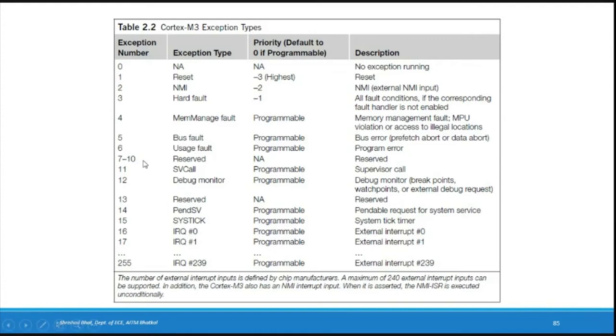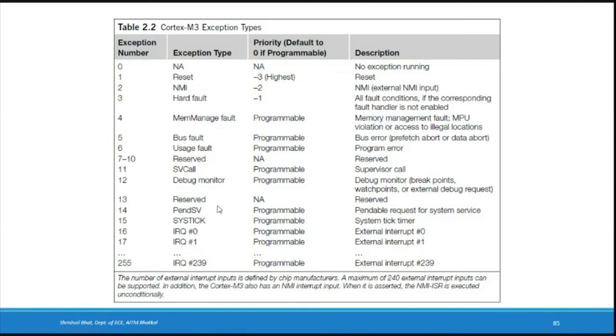Then exception number 6 is usage fault. There is an error in the program that causes exception number 6. Then exceptions from 7 to 10 are reserved. They are not used, they are reserved for some purpose. Exception number 11 is the supervisor call to the kernel. Then next 12 is the debug monitor, for debugging the program, like breakpoints, watch points, external debug request, right? For those, we have kept this exception number 12. Exception number 13 is again reserved. Number 14 is PendSV, that is pendable request for system service. Number 15 is SysTick for the system tick timer, right?